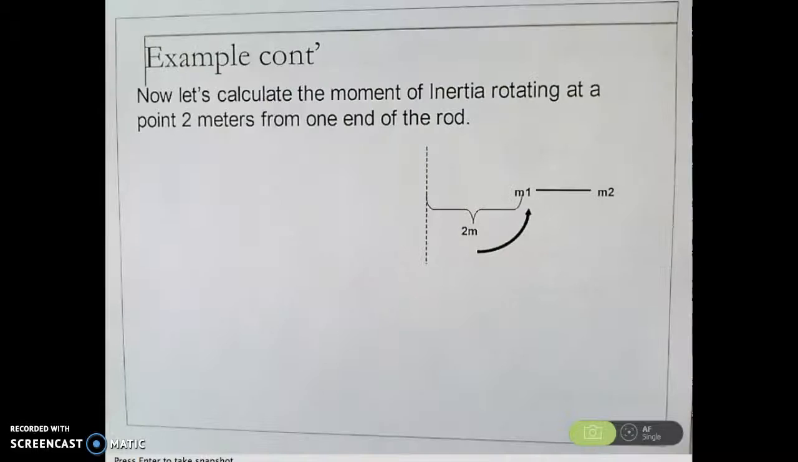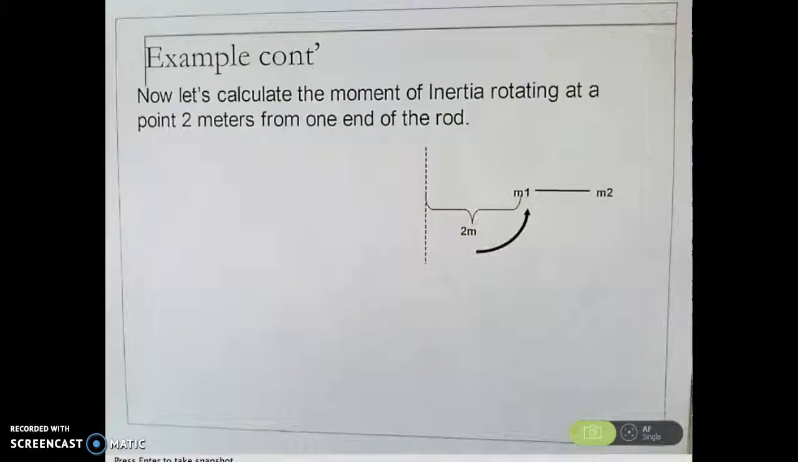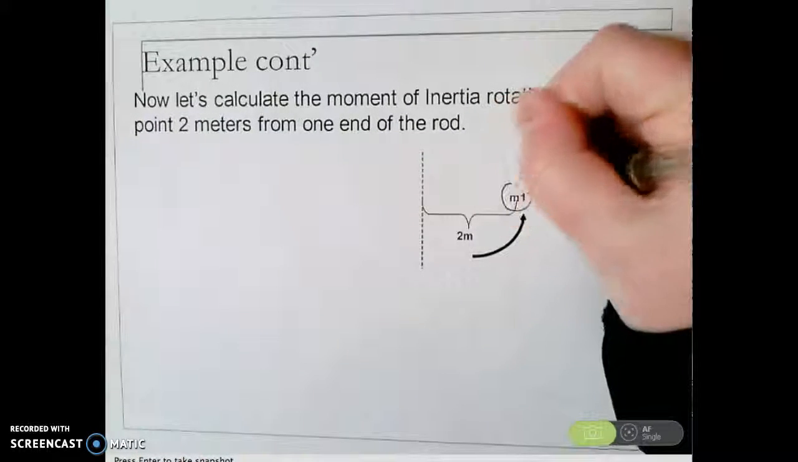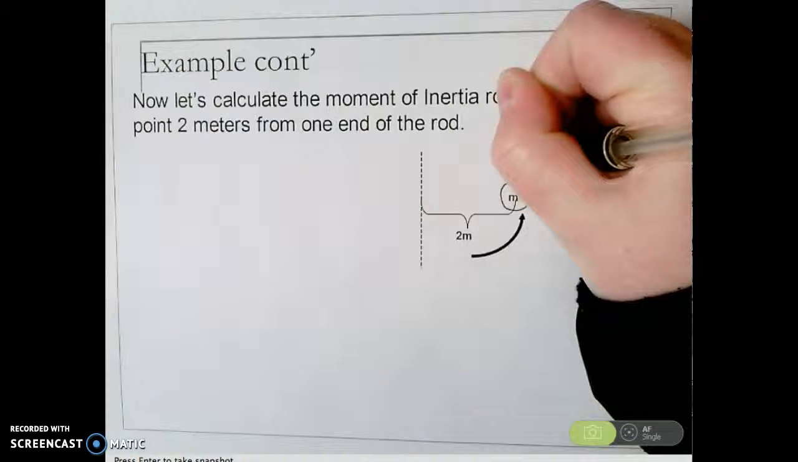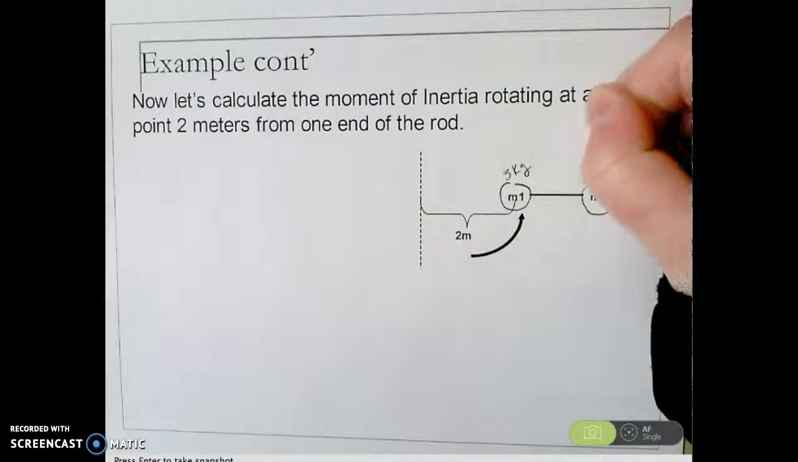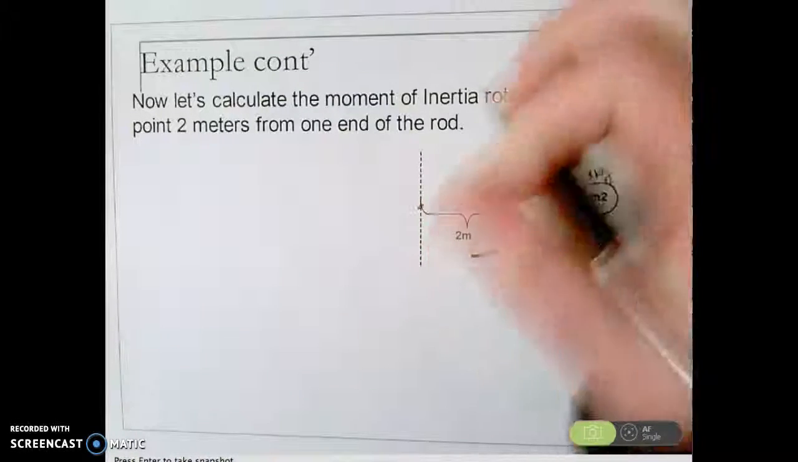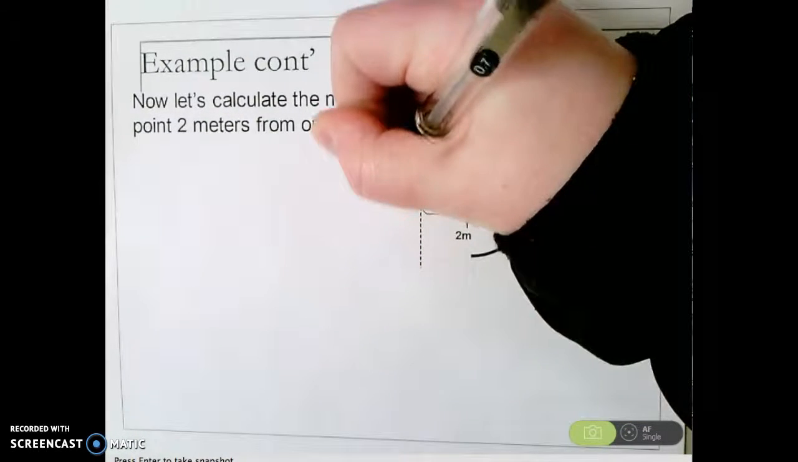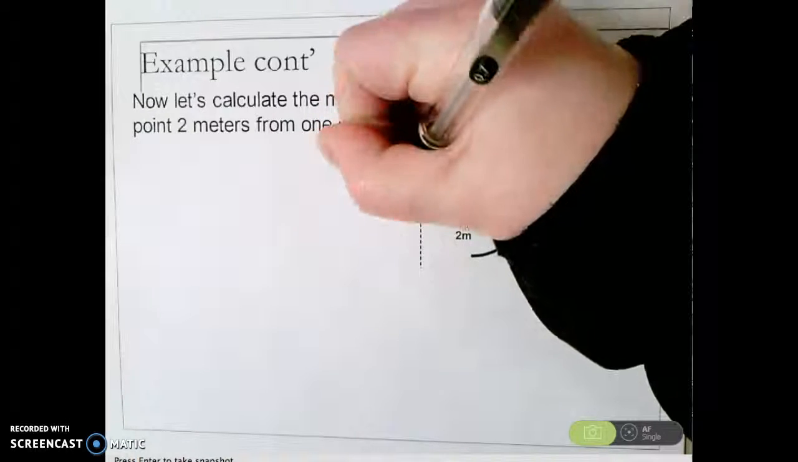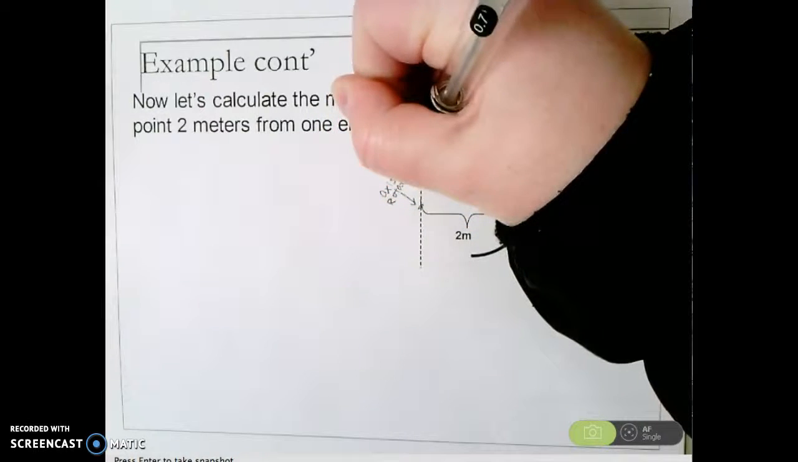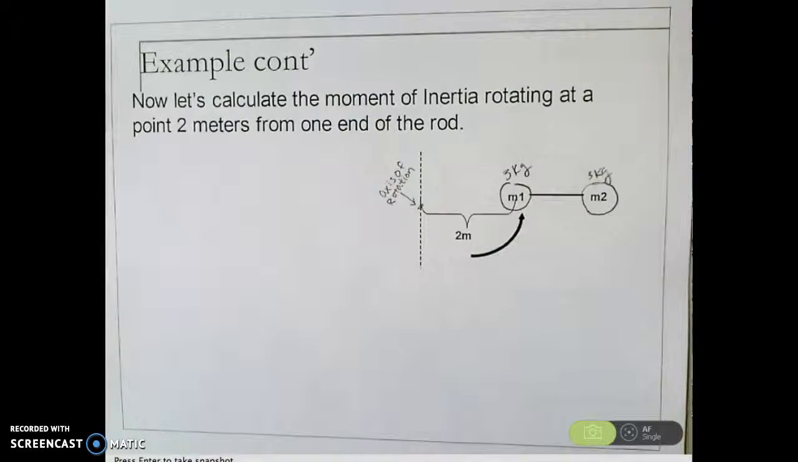So that is our first example, just looking at when something rotates around its center versus when it rotates around an end. Now let's look at what's going to happen when we rotate at a point 2 meters beyond the masses. So we still have two masses of 3 kilograms. But now they're rotating around this axis of rotation. Okay, and since they're now rotating around this axis of rotation, we're going to have an additional moment of inertia.